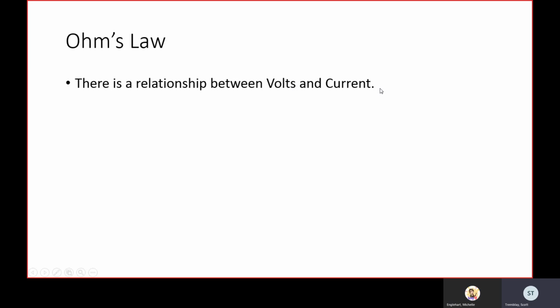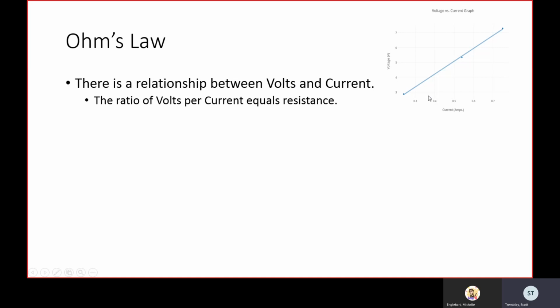Okay, so there's a relationship between volts and current. If I graph it, the ratio of volts per current equals resistance. Here's a graph. I have volts and I have current, and when I graph it, it makes a straight line, and the slope of that line is resistance. It's the ratio of volts to current. That's how the three of them fit together. You've seen this before with mass, volume, and density. Density is just a ratio of mass to volume. So it's the same sort of idea.